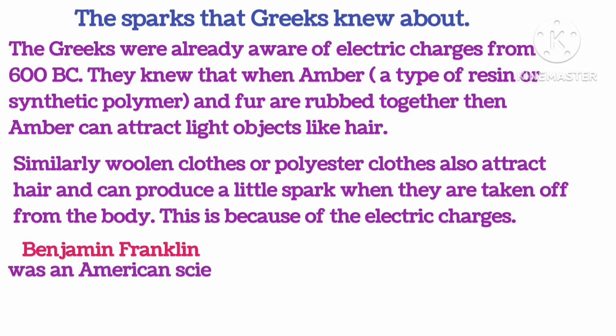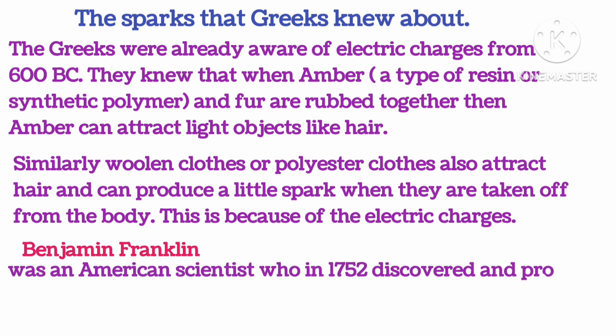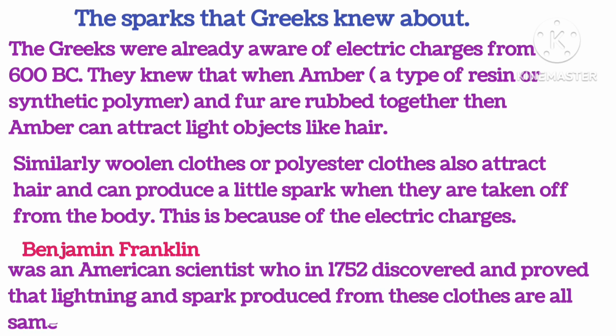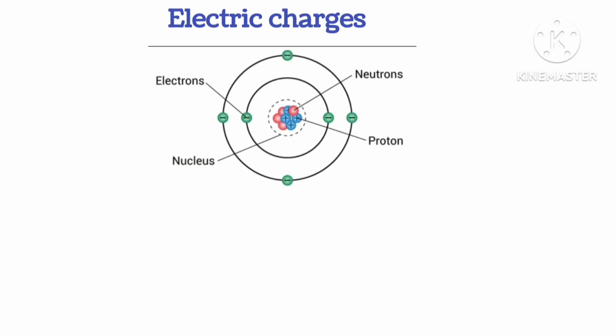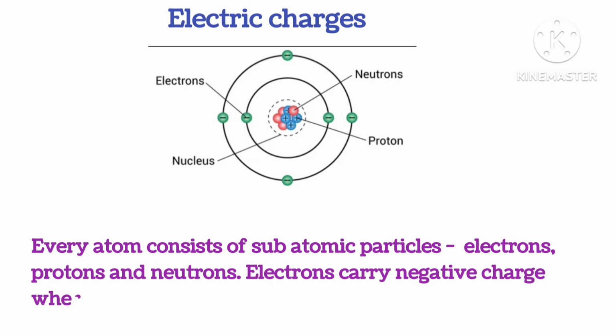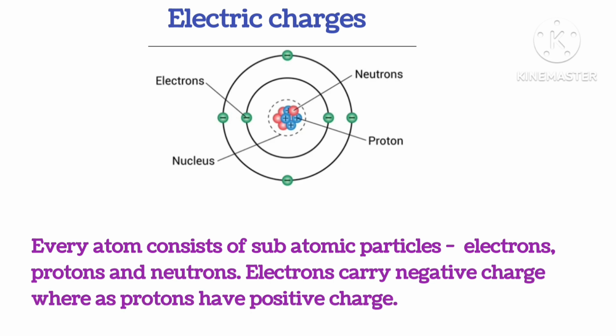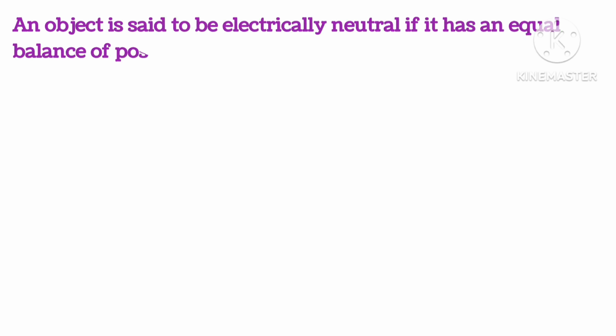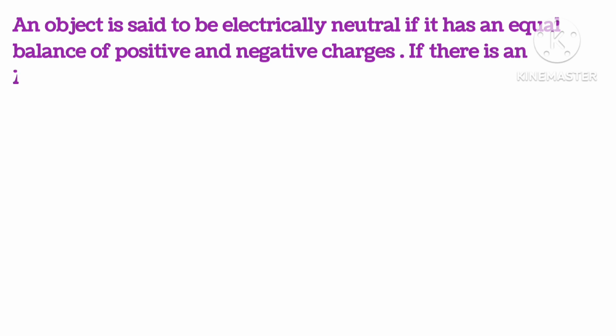Benjamin Franklin was an American scientist who in 1752 discovered and proved that lightning and the spark produced from these clothes were all the same thing. Electric charges. Every atom consists of subatomic particles: electrons, protons, and neutrons. Electrons carry negative charge whereas protons have positive charge. An object is said to be electrically neutral if it has equal balance of positive and negative charges.